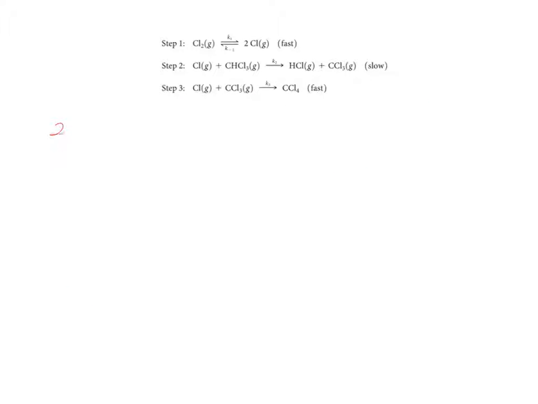So now we're looking for the rate law as proposed by the mechanism. So we've got to examine that slow step. And as we look at that slow step, we find that we have an intermediate in the rate law, and that's not allowed. So we have to back up to step 1, which is in equilibrium, and substitute in for the concentration of the chlorine atom there.